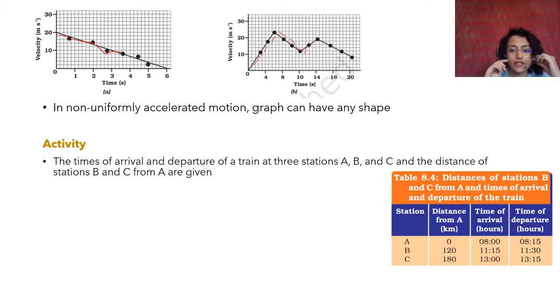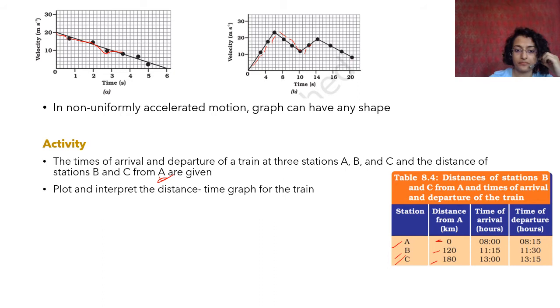So there is an activity that is given to you. The times of arrival and departure of a train at three stations A, B, C, and the distance of stations B and C from A are given. I will solve this for you in the next slide. A is the origin, and the distances of B and C from A are given. So you have to plot and interpret the distance-time graph for the train.